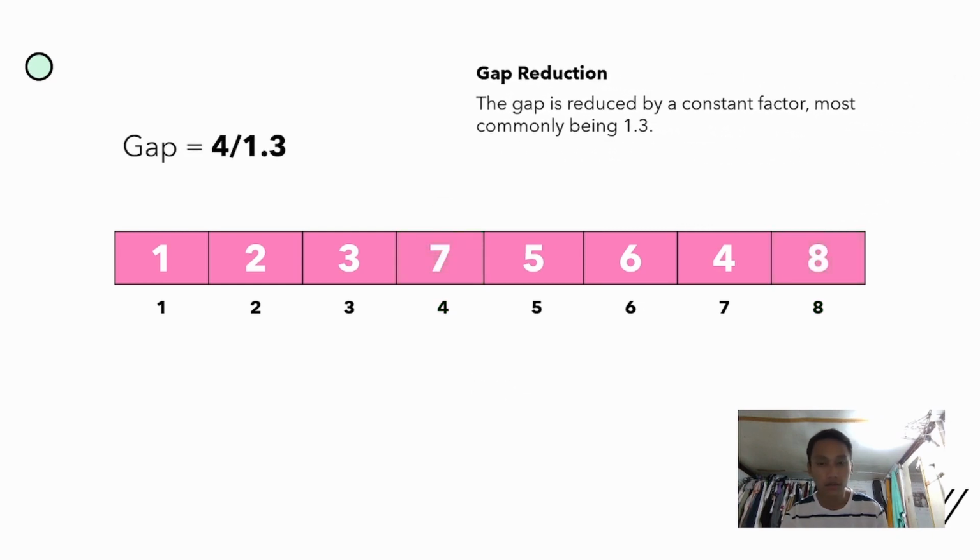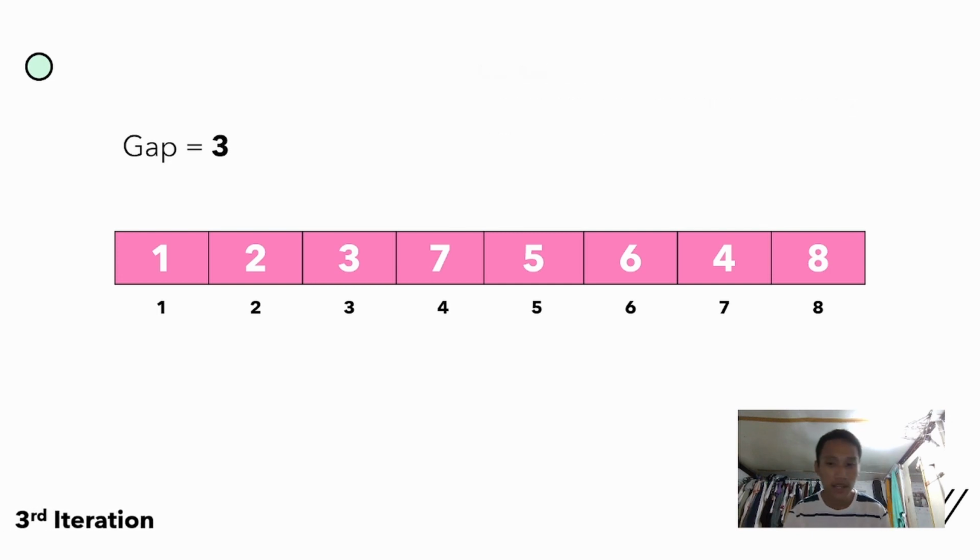So move on to the final phase of our third iteration. The gap is reduced by a constant factor. 4 divided by 1.3 will be 3, and that ends our third iteration. As you can see, most values are in place. The only ones that are out of place are the last half of our array.